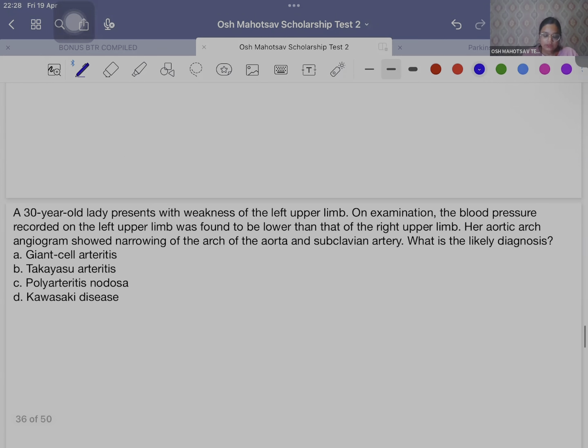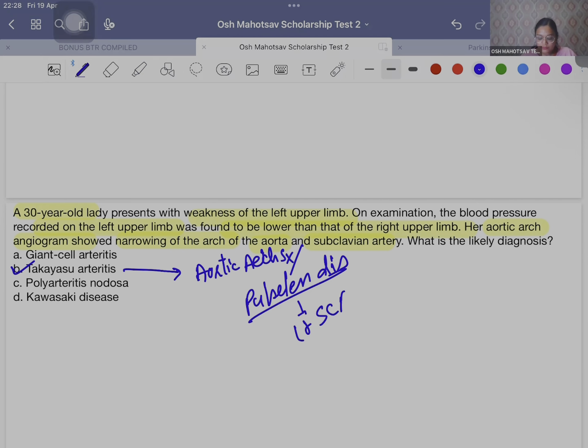Next question is the younger age group, a 30-year-old lady with weakness of the left upper limb. Blood pressure recorded in the left upper limb is found to be lower than the right upper limb. Her aortic arch angiogram showed narrowing of the arch of aorta and subclavian artery. The diagnosis will be Takayasu arteritis, because Takayasu arteritis is also known as aortic arch syndrome. The other name for this is pulseless disease. In this condition, the most common artery involved is the left subclavian artery.